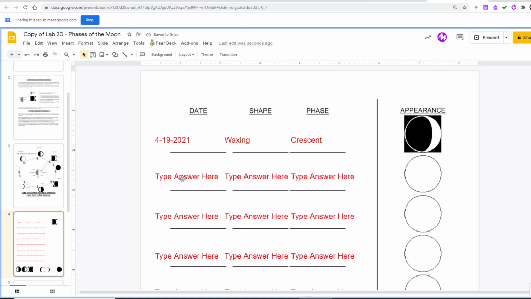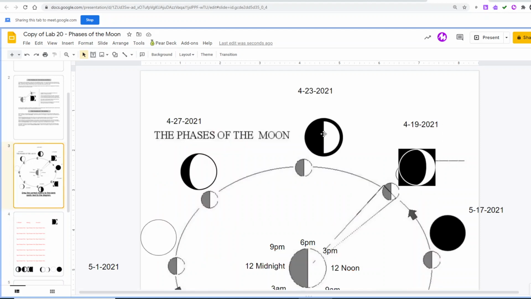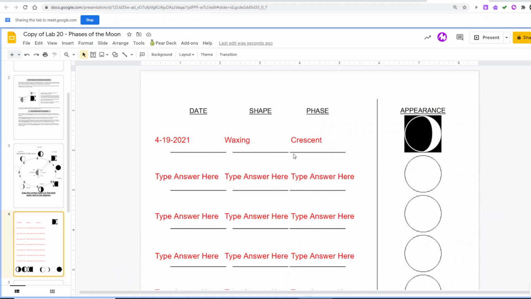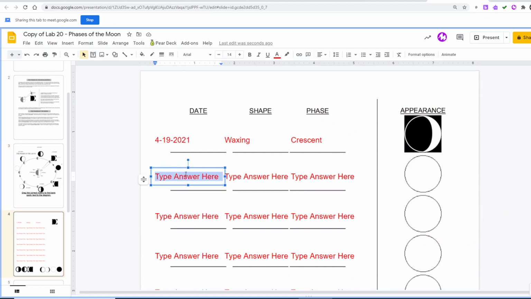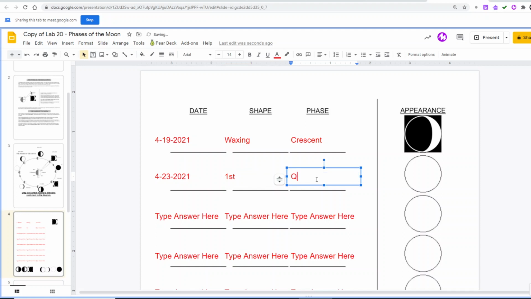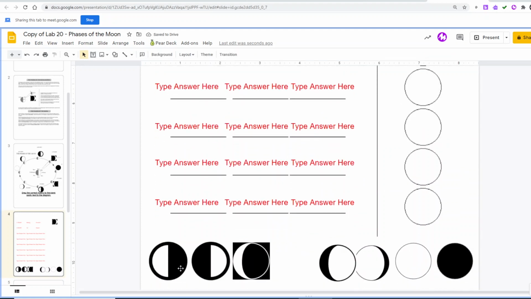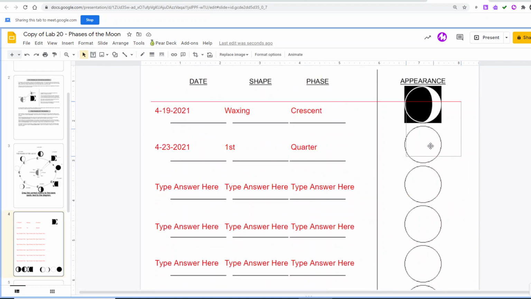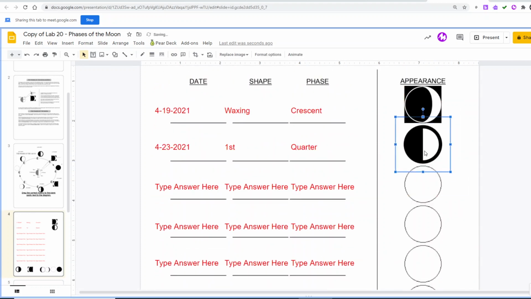All right, I'll even do the next one for you. The next one, we said that this was lit on the right, so this would be first quarter, and that was 4/23. So this would be first quarter. And let's find our first quarter, and we'll drop it in place.